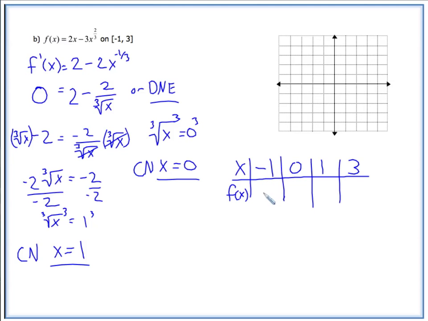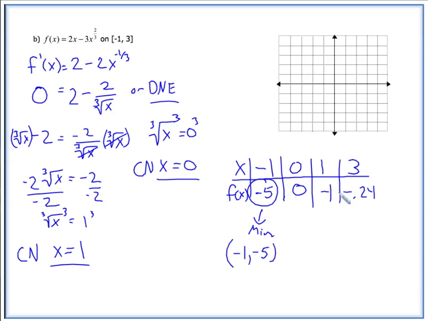So if we plug in -1, we get -5. If we plug in 0, we get 0. If we plug in 1, we get -1. And if we plug in 3, we get -0.24. So you can just use a calculator to get those, and here are your values. So looking at this, let's identify what's the minimum value in all of this. Well, -5 is the lowest, so this gives us our minimum at the point -1, -5.